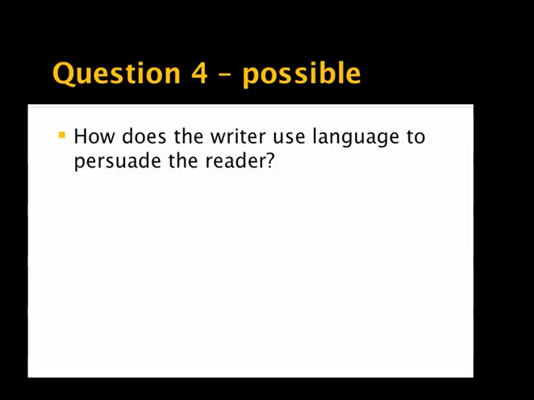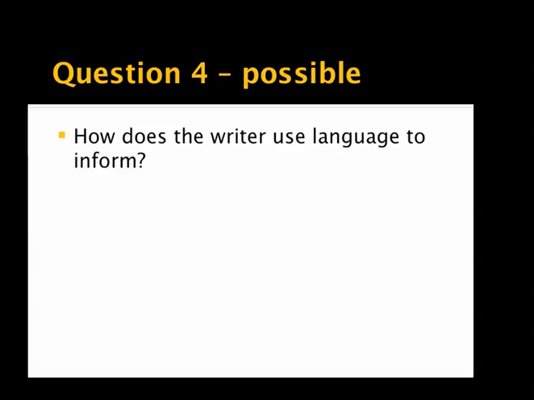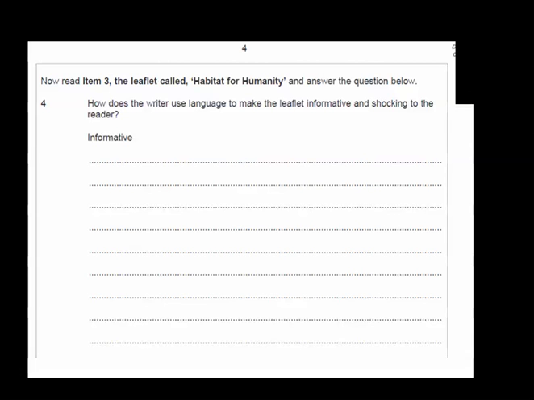Right, if we focus on question 4 for the rest of this film, then how does the writer use language? Loads of things they could ask you. How does the writer use language to persuade the reader, to describe, to create a child's perspective? How does the writer use language to shock the reader, to argue their point of view, to advise the reader, to inform? Basically, it'll ask you how does the writer use language to achieve some sort of purpose, to achieve some effect?